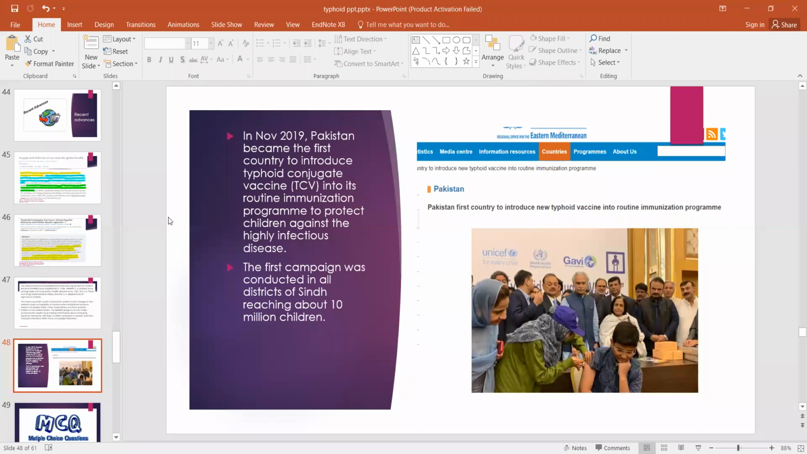Now, Pakistan is the first country to introduce a new typhoid vaccine into its routine immunization program. In November 2019, Pakistan became the first country to introduce typhoid conjugate vaccine into its routine vaccination program.